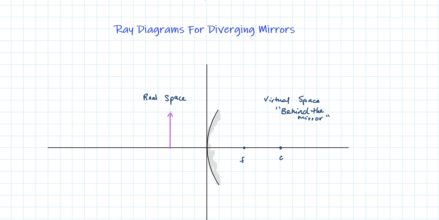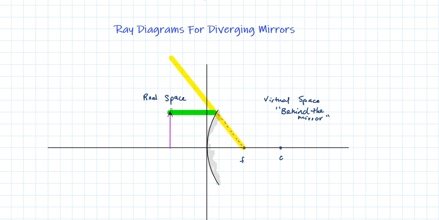And remember, that goes in parallel to the principal axis. It hits the mirror, and now it's going to diverge away instead of converge. So instead of converging through the focal point on this side, it's going to diverge away from what would line up from this focal point over here. So we'll go ahead and draw that in. Now keep in mind, this portion over here is just a guide so that I can show the actual direction that this light ray will diverge.